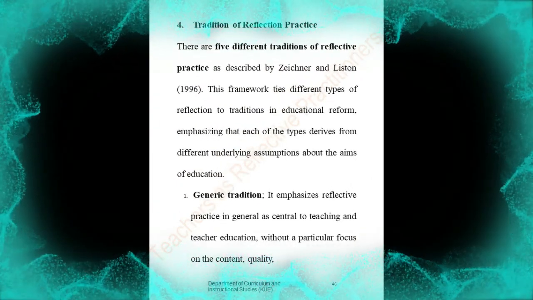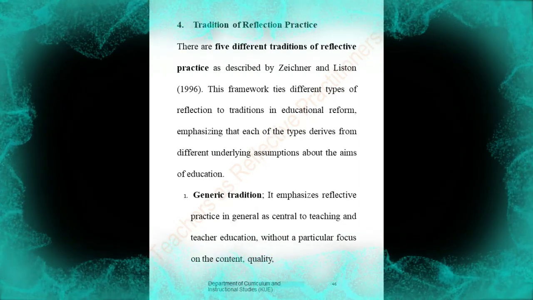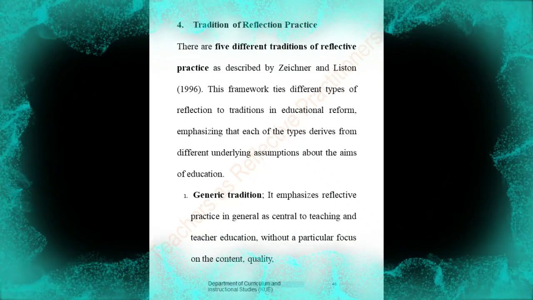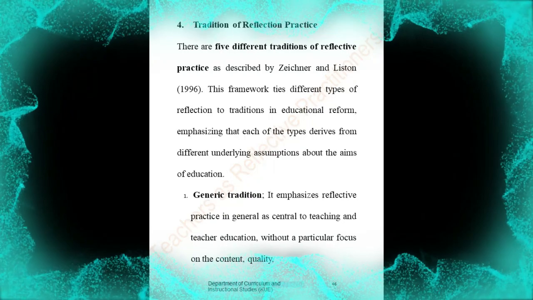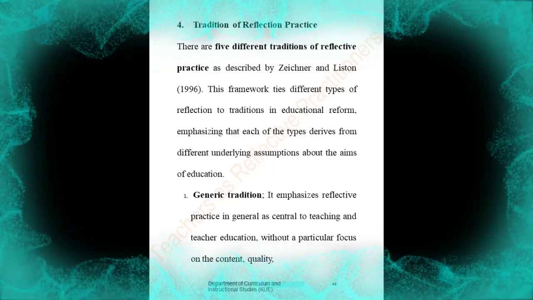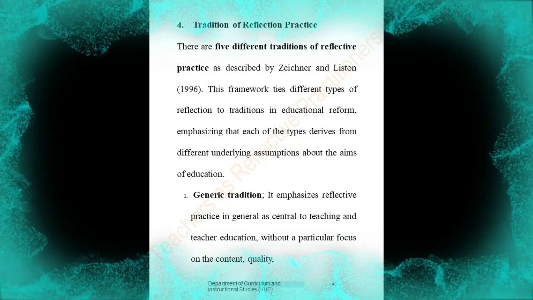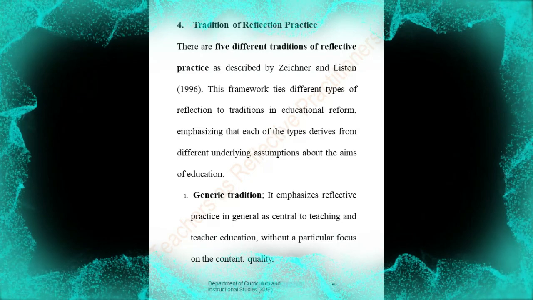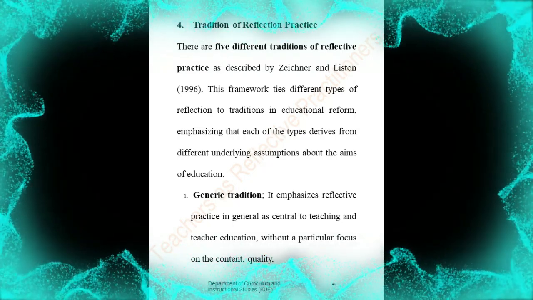2.4 Tradition of reflective practice. There are 5 different traditions of reflective practice as described by Zeichner and Liston, 1996. This framework ties different types of reflection to traditions in educational reform, emphasizing that each of the types derives from different underlying assumptions about the aims of education.